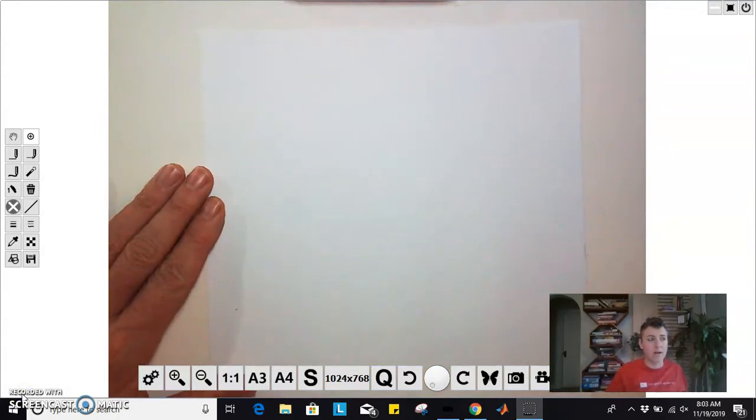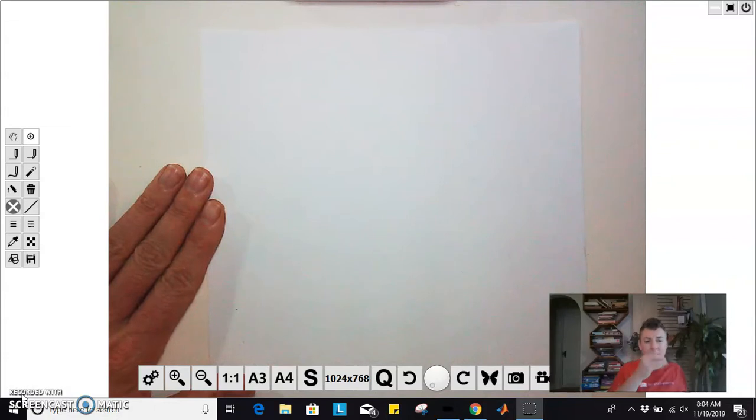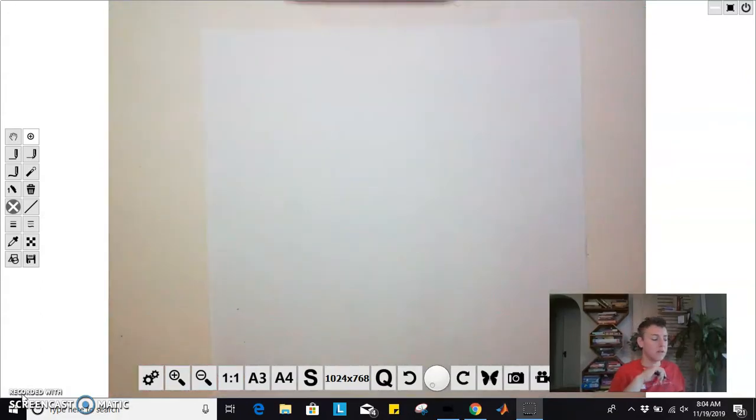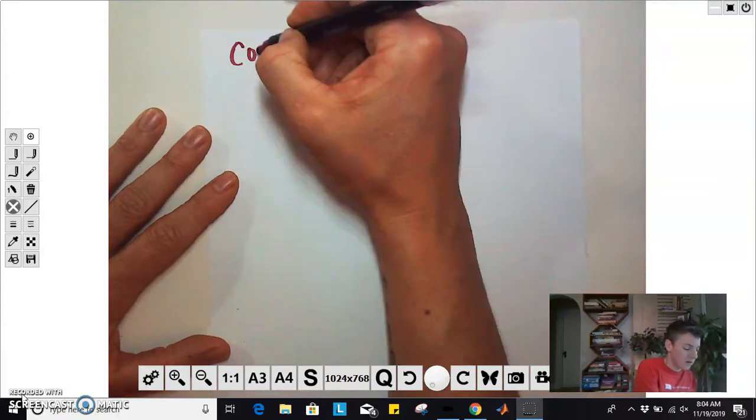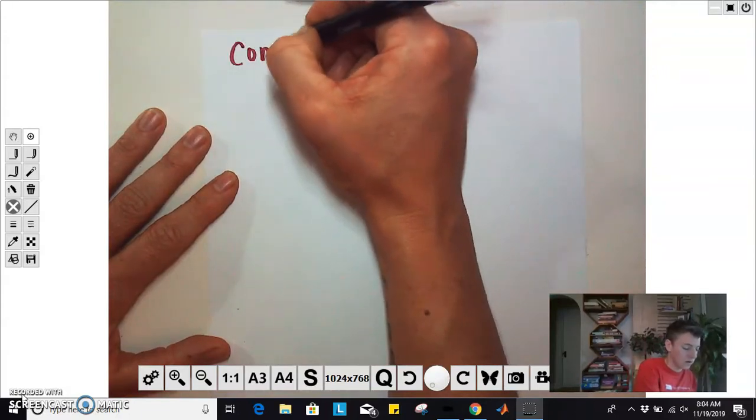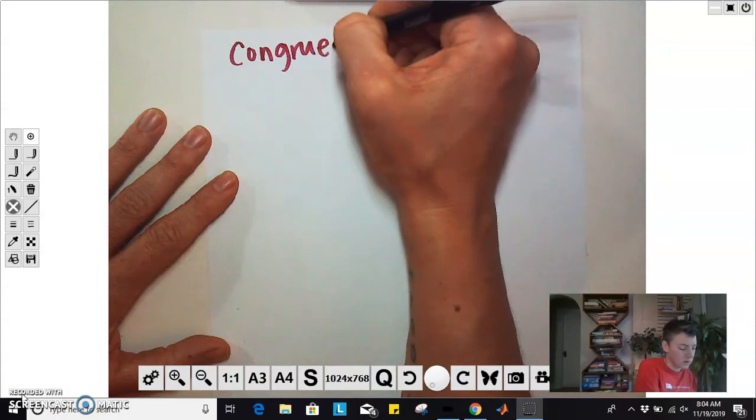Alright, so we had these equations of parallel and perpendicular lines. We had classifying triangles by their sides and angles. We just talked about what happens when you add up all of the angles inside a triangle and how you can find the measure of an exterior angle based on the two non-adjacent angles. So now let's talk about congruent triangles.